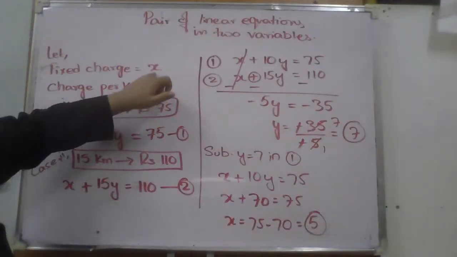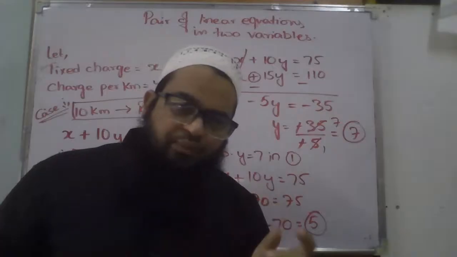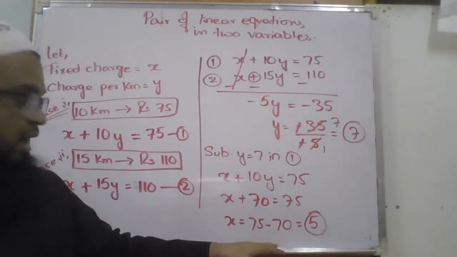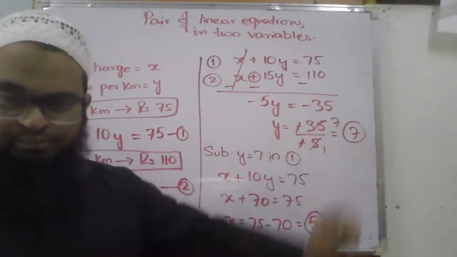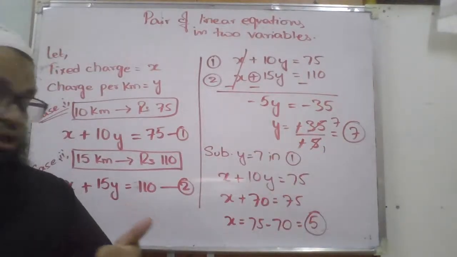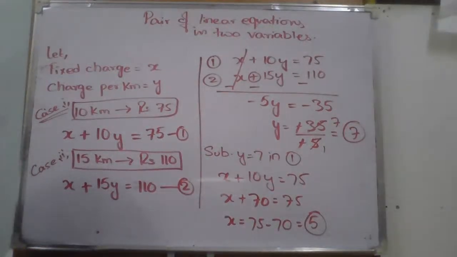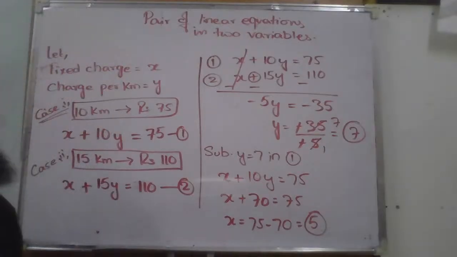So what is x? Fixed charge. So therefore the fixed charge of the taxi is 5 rupees, and charge per kilometer is 7. So you got it right. Understood? You have to write it in words. Okay. And after that he asked us, find out the charge for 35 kilometers.